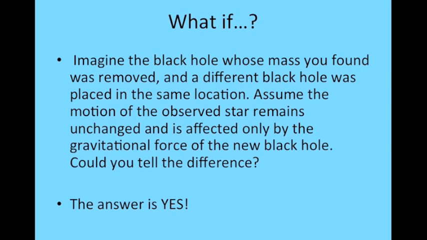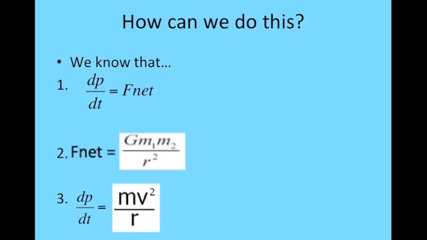Now, what if? Imagine a black hole whose mass you found was removed and a different black hole was placed in the same location. Assume the motion of the observed star remains unchanged and is affected only by the gravitational force of the new black hole. Could you tell the difference? The answer is yes. As we've previously said, we know that dp dt is equal to Fnet.